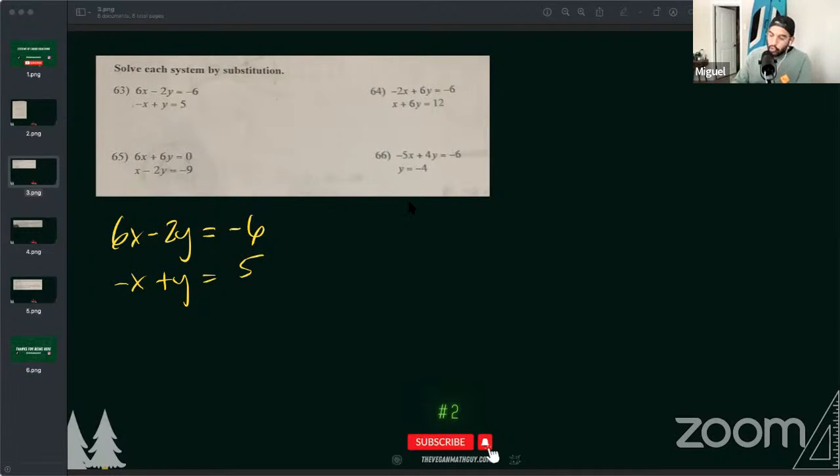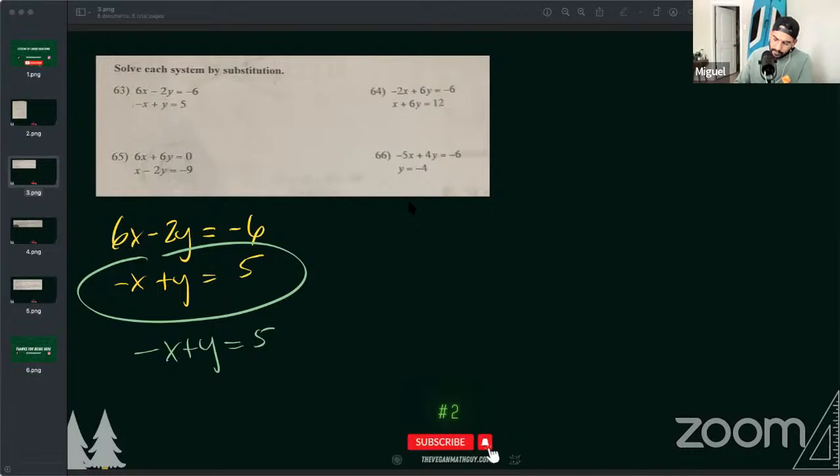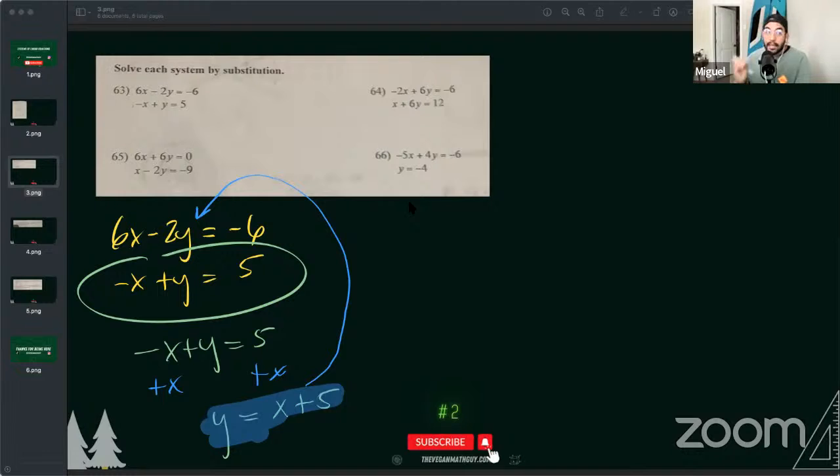The goal here is to isolate one of the variables in one of the equations. So I'm going to take this second equation, negative x plus y is equal to 5, and I'm going to isolate the y variable. Let's add the x to the other side. And that's going to give us y is equal to x plus 5. That's exactly what you want. You want to isolate one of the variables, because now what you're going to do is take this entire expression and plug it in, aka substitute, for the y variable in the first equation. So how would that look?